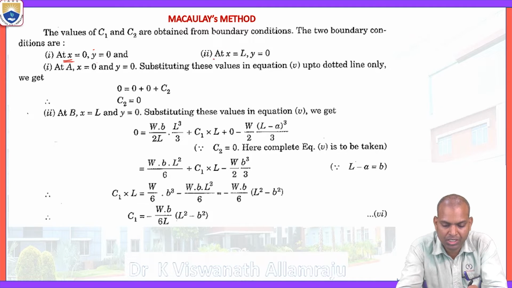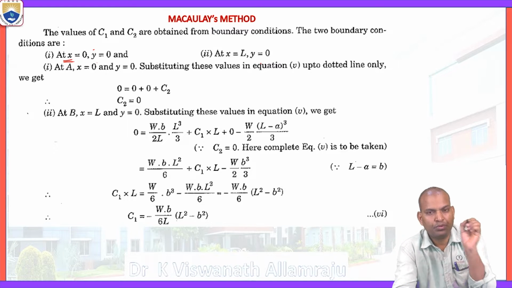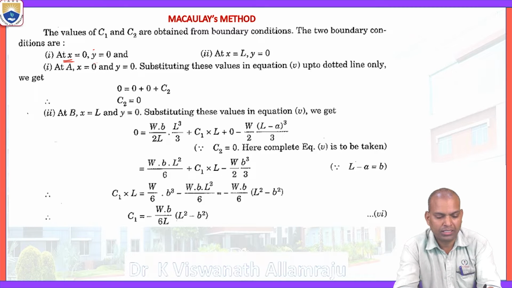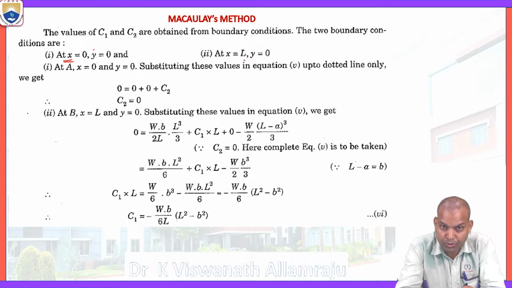Now what is the second boundary condition? At x equal to L, at a distance of L, what is the deflection? 0. That means at the supports: at x equal to 0, y equal to 0, that is support A, and at x equal to L, that is support B, the deflection is 0.